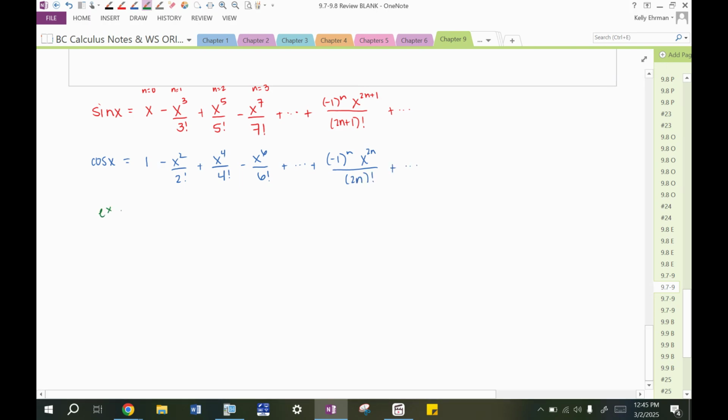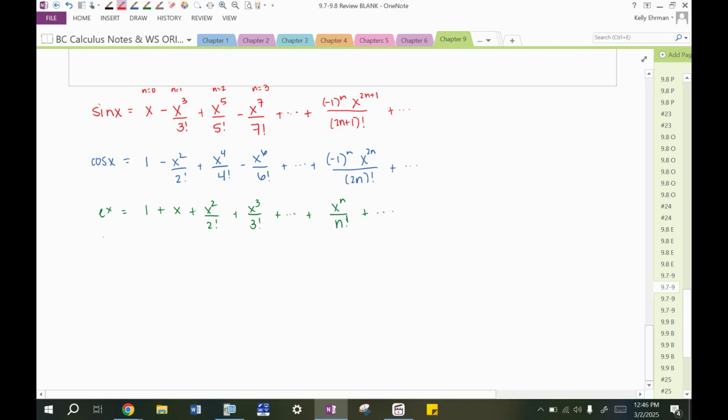E to the x is not alternating, and it is just 1 plus x squared over 2 factorial plus x cubed over 3 factorial plus dot dot dot plus. There's no negative 1 to the n here. It's just x to the n over n factorial plus dot dot dot.